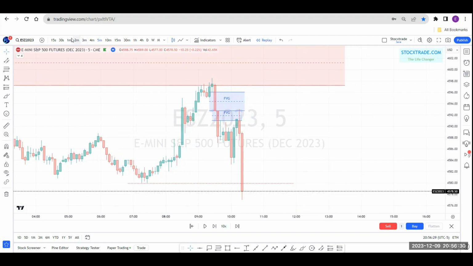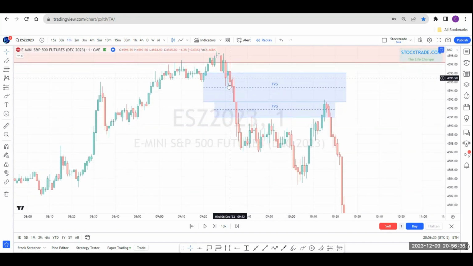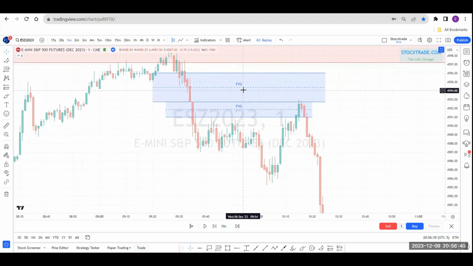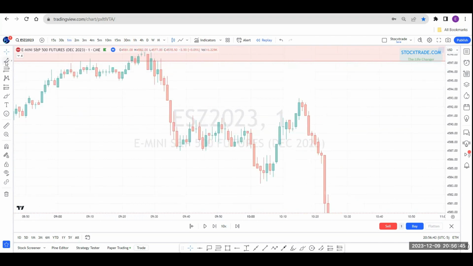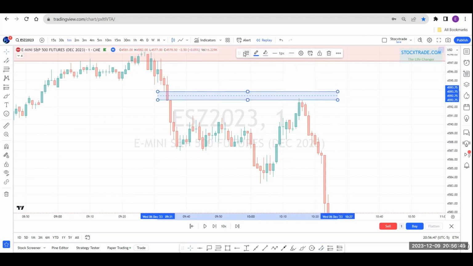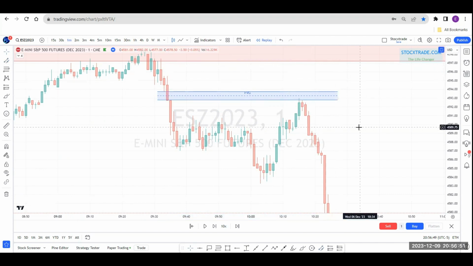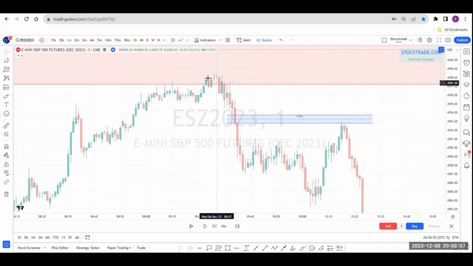So maybe you will not get the entry on 1 minute because the market was really choppy. Here you are not getting any entry. Here you are not getting any entry. The price came, okay, because we shifted to 5 minutes. So here you have a fair value gap. Now the price reacted from this fair value gap, the first fair value gap, because there is no fair value gap here.